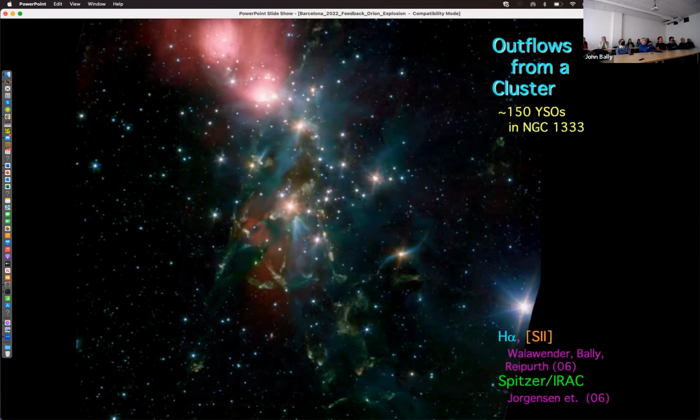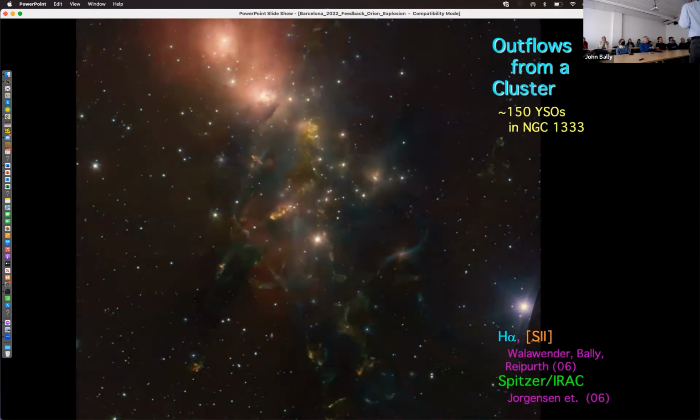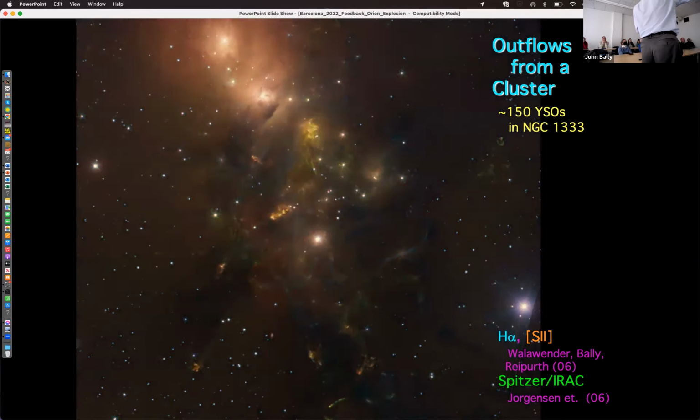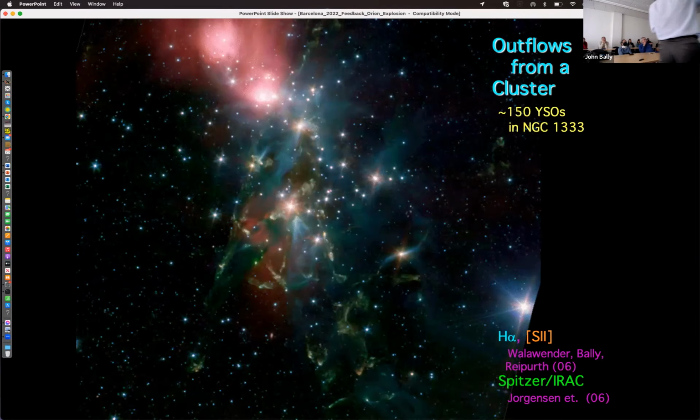Couldn't resist. As I said, almost all stars form in clusters. This is NGC 1333, about 150 young stars. And I'm blinking perfect Herbig-Haro objects in the optical with near-infrared molecular hydrogen with Spitzer. You can see it's a confused mess.